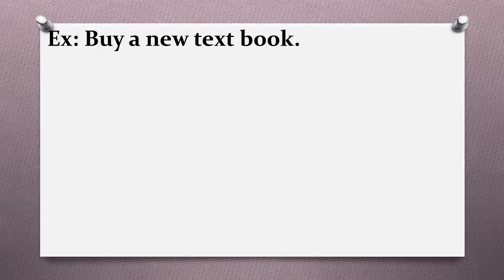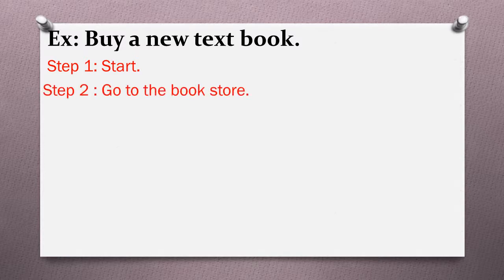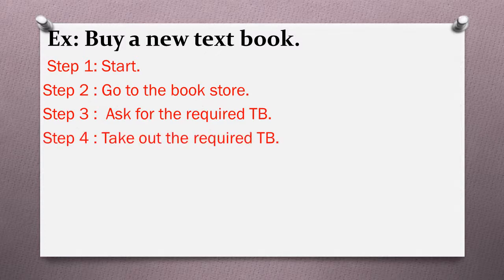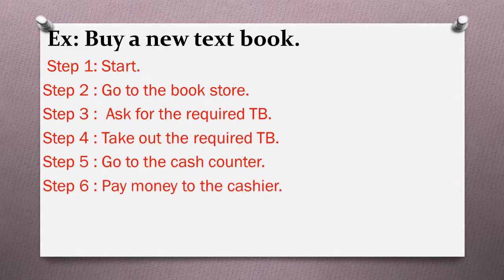Let us see one example for an algorithm. You know that the beginning of an algorithm should be with the word start, and you have to end the algorithm with the word stop. Example, to buy a new textbook. Step 1 start, step 2 go to the bookstore, step 3 ask for the required textbook, step 4 take out the required textbook, step 5 go to the cash counter, step 6 pay money to the cashier, step 7 stop.